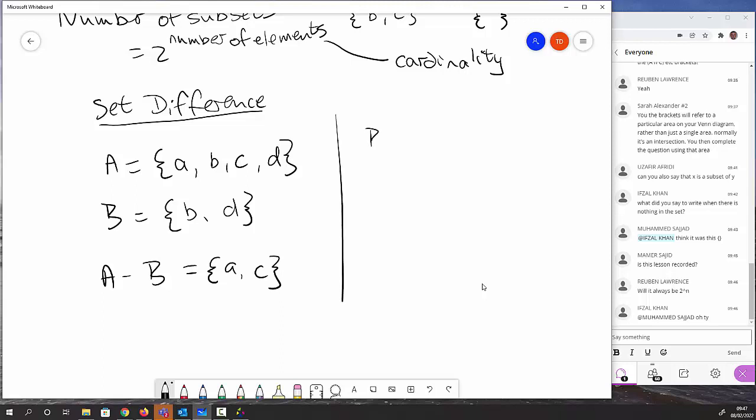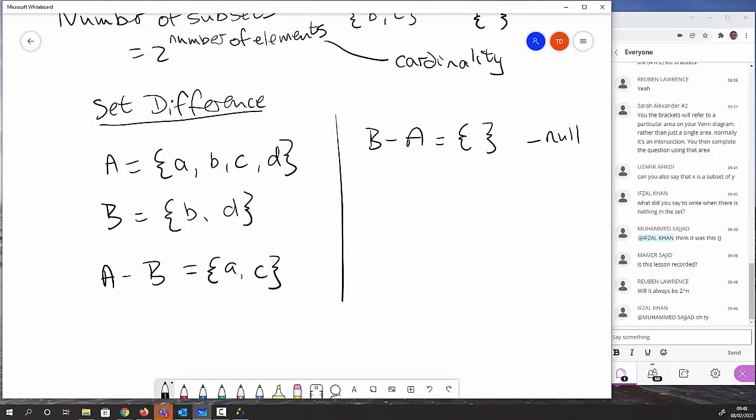Okay, what about B minus A? We do exactly the same as before. We're taking away everything in B that's also in A. So we take away the B and we take away the D. Now A is not in B, so clearly we can't take it away. C is not in B, so we can't take that away either. So B minus A is going to leave us with a null set.